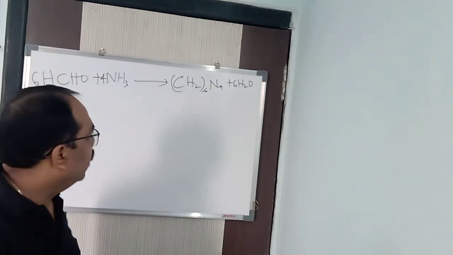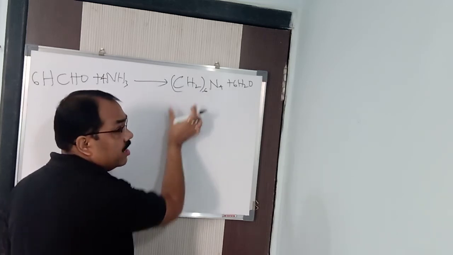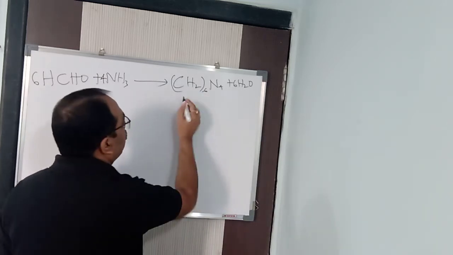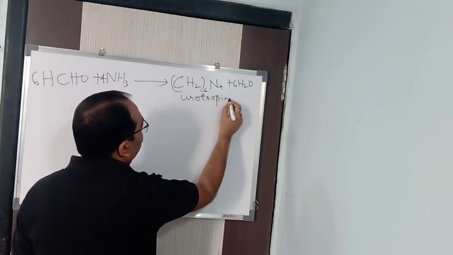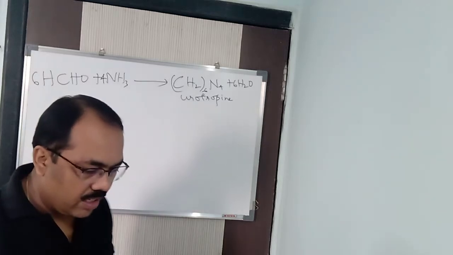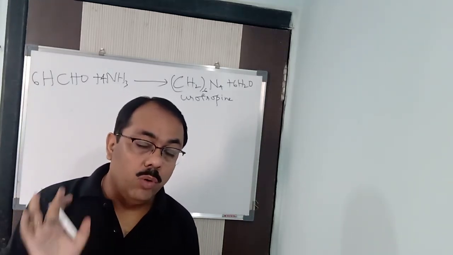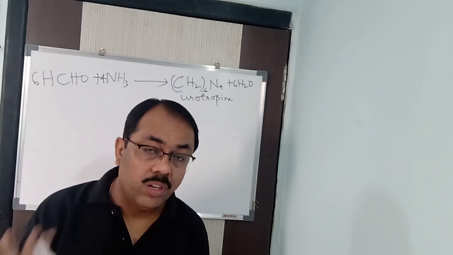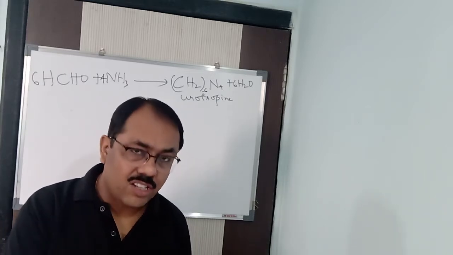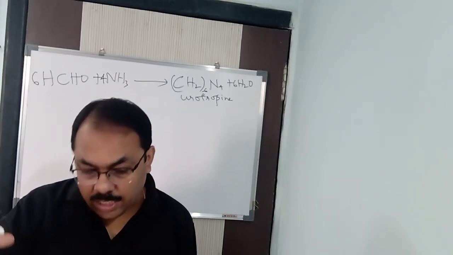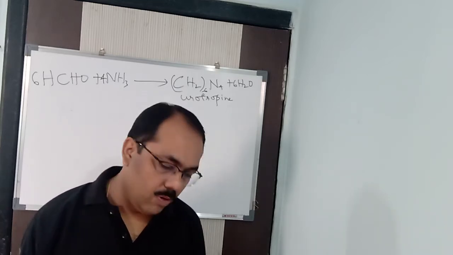What is this known as? It is known as hexamethylene tetraamine, and the common name is very important. Urotropin. Hexamethylene tetraamine or urotropin. It's very important. It is used as a urinary antiseptic. Got it? And this reaction, if you do it in controlled conditions, will give you RDX, that is, research and development explosive.